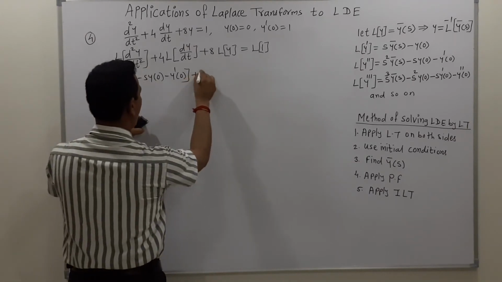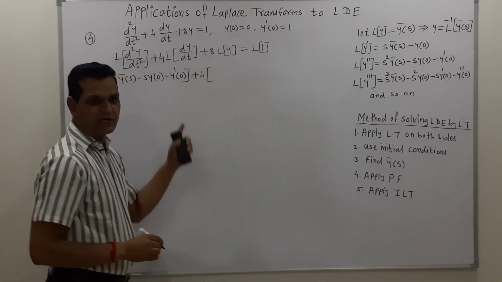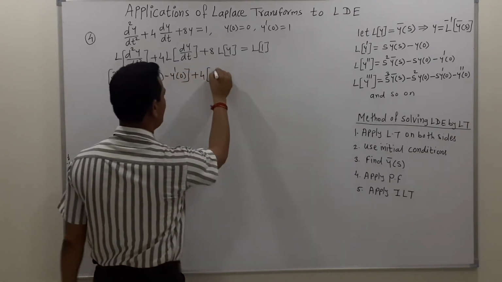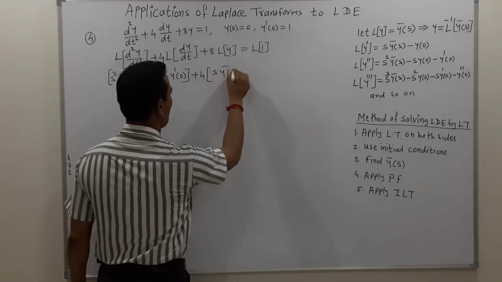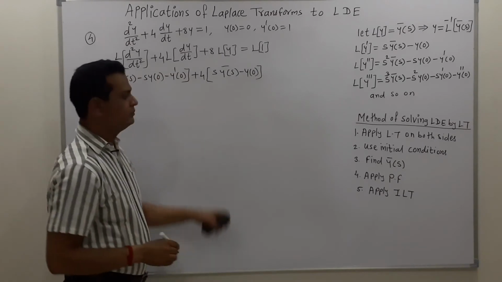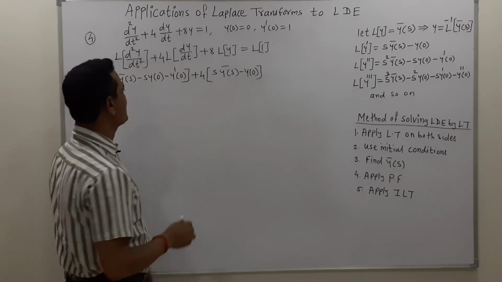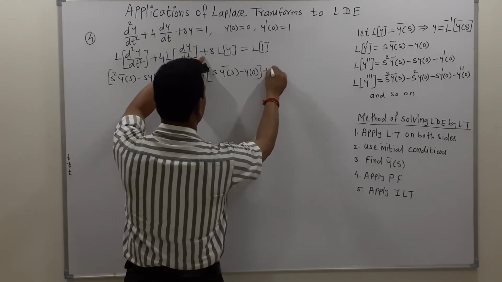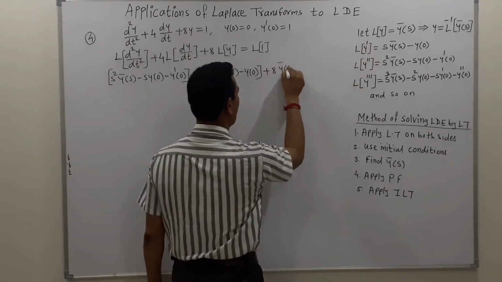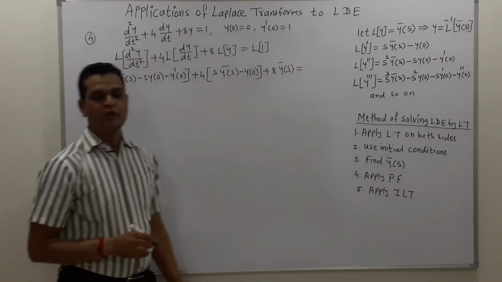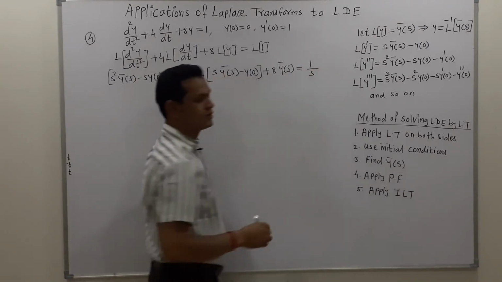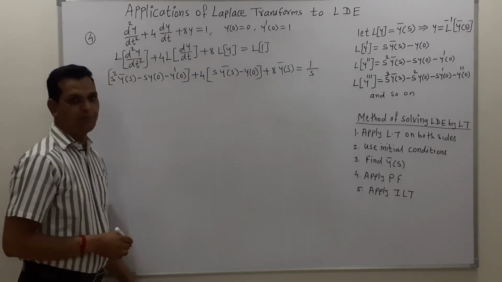Plus 4, then Laplace transformation of y dash, we can write this as s into y bar of s minus y of 0. This is the first derivative of y with respect to t. Then plus 8 into Laplace transformation of y, we can write this as y bar of s, is equal to, we know that Laplace transformation of 1 is 1 upon s, so we get 1 upon s. So this is the first step.